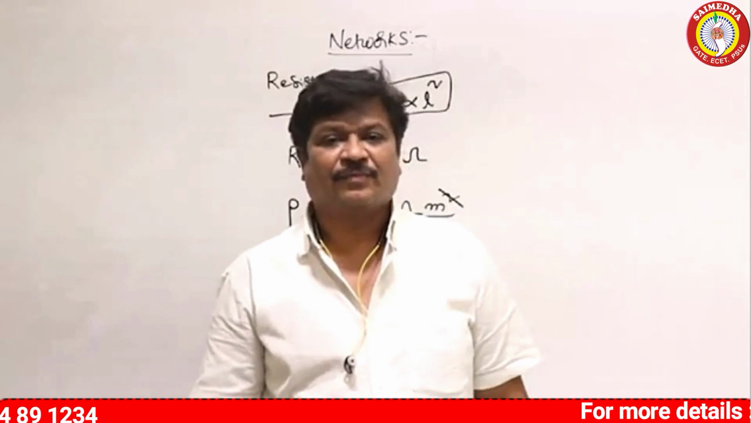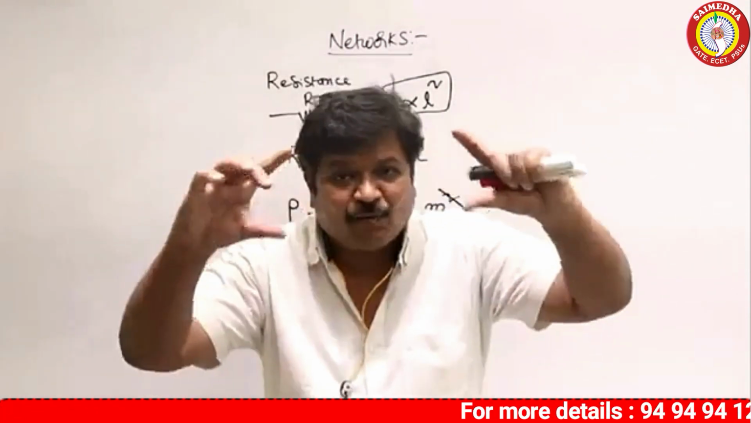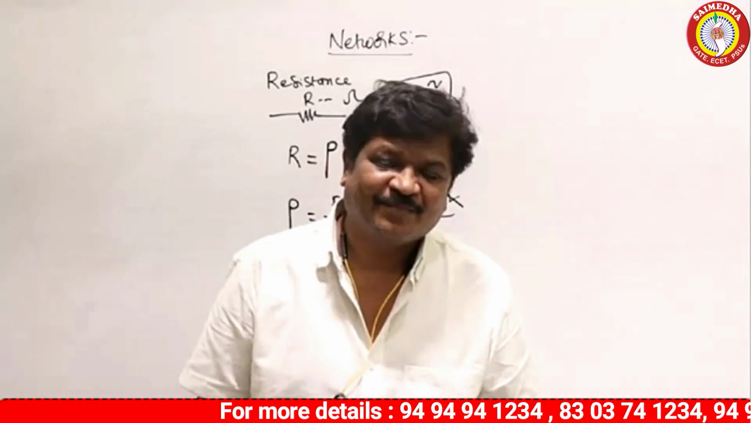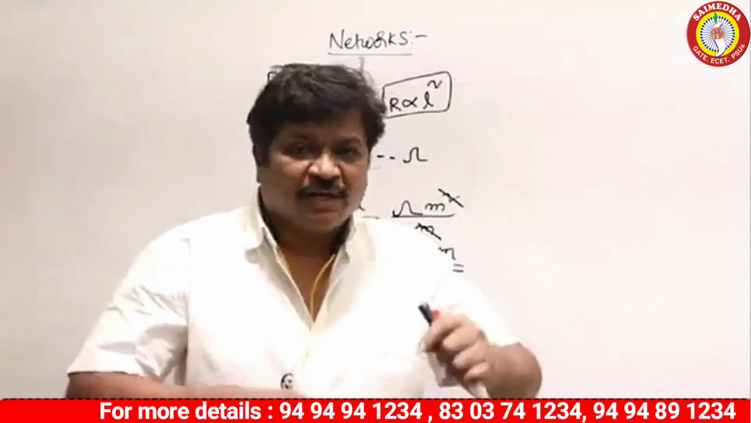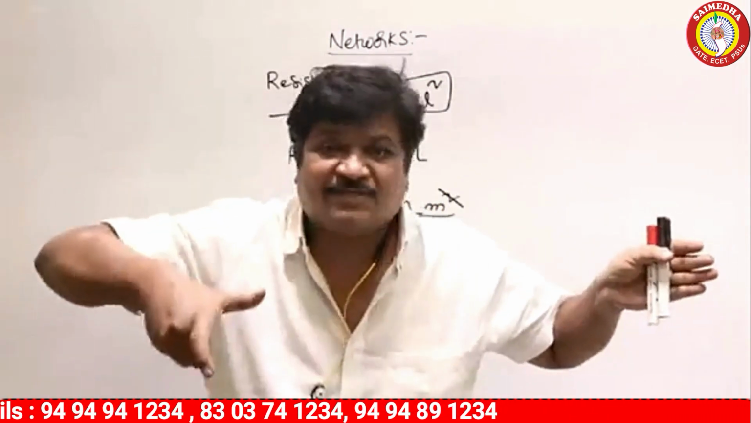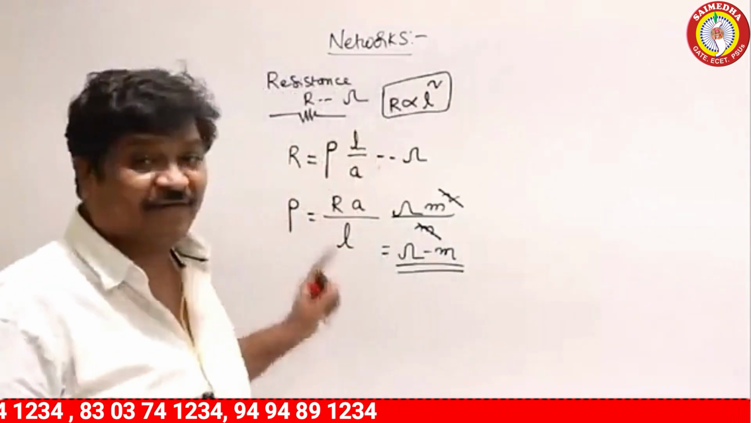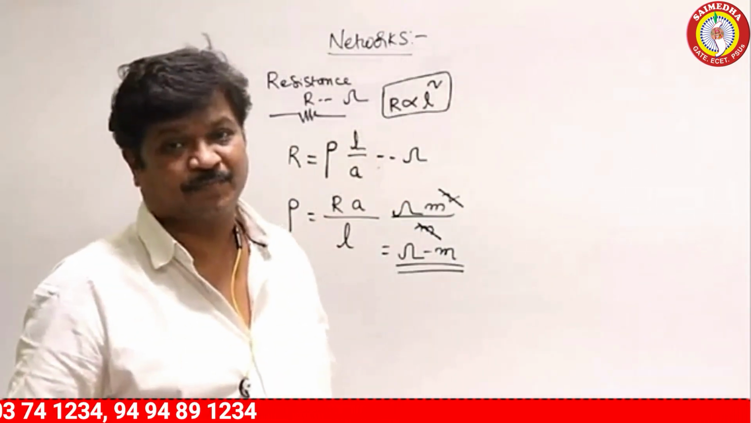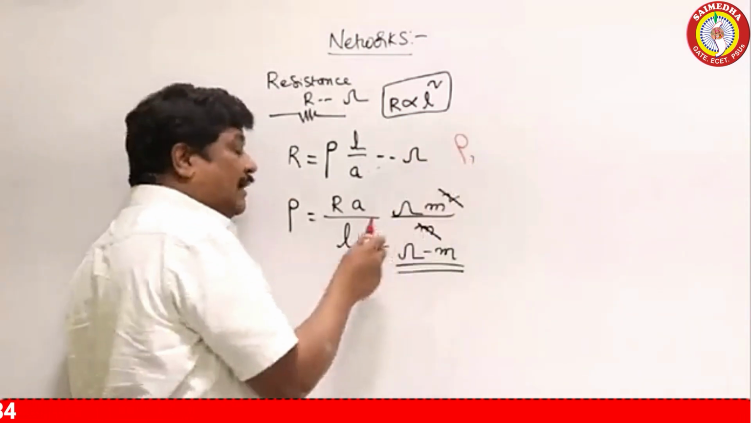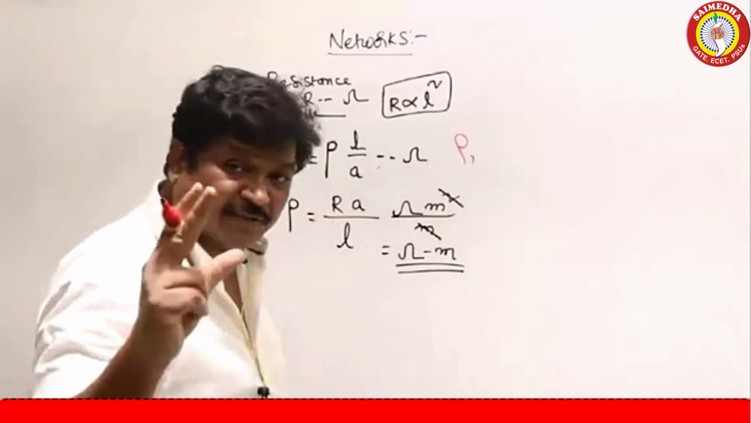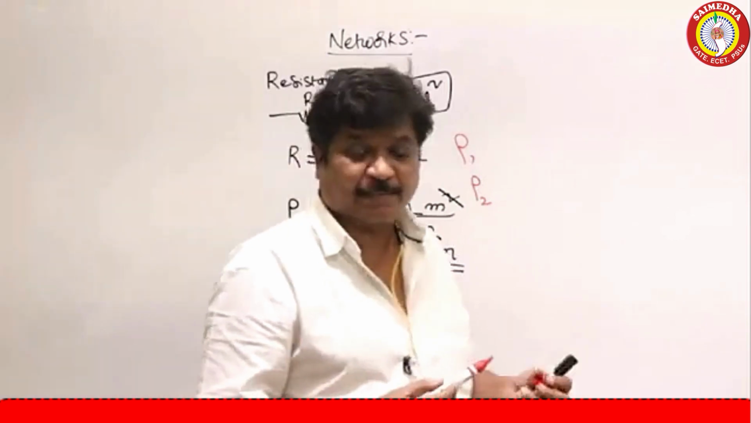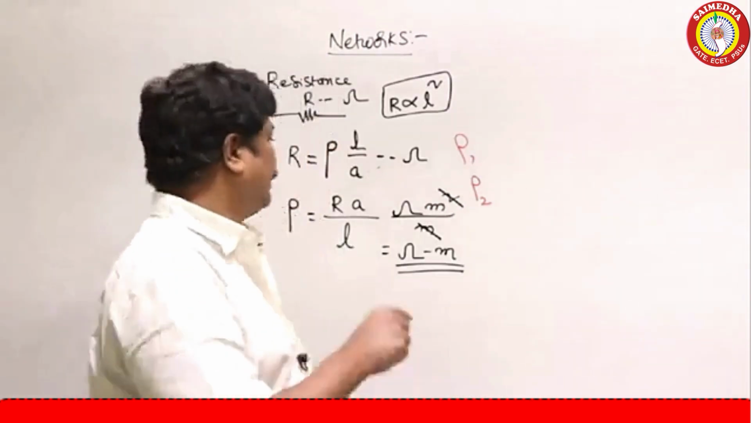Now we have one question. Suppose for a constant volume, if the length is increased by 2 times, what happened to the new value of resistivity? Initially, we have resistivity of rho 1. After increasing the length by 2 times, what happened to the resistivity rho 2? Does it increase or decrease? What happened?